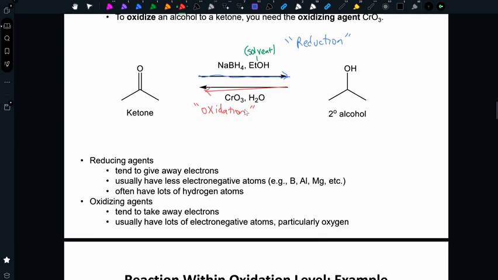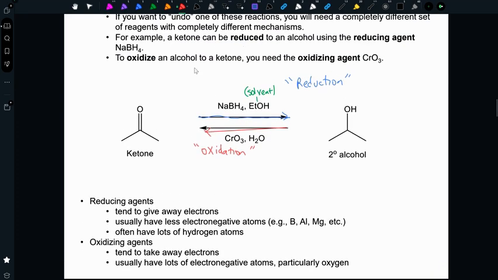We give these things names. When things are reduced, the reagent we're using is generally called a reducing agent. Reducing agents tend to be things that are going to give away electrons. If you're going to give away electrons, they usually have less electronegative atoms like boron or aluminum or magnesium. These atoms with low electronegativity are more willing to give up electrons. Often reducing agents have hydrogen atoms in them as well. So we're adding hydrogens in bonds to hydrogens in place of bonds to more electronegative atoms.